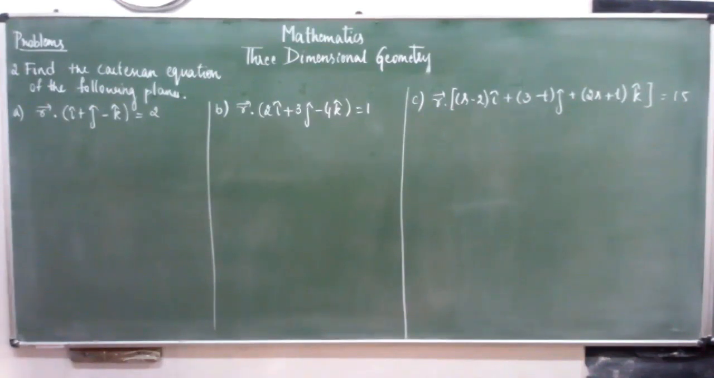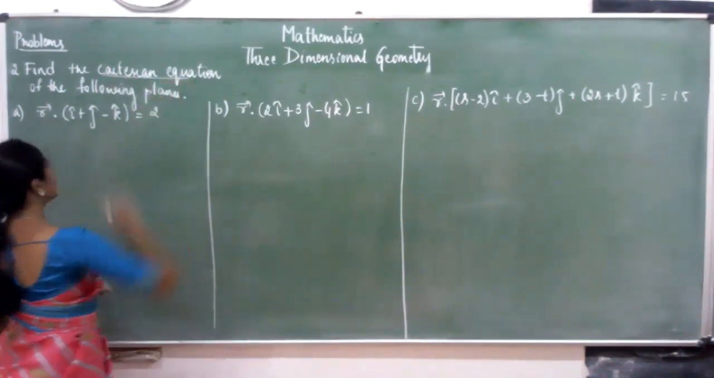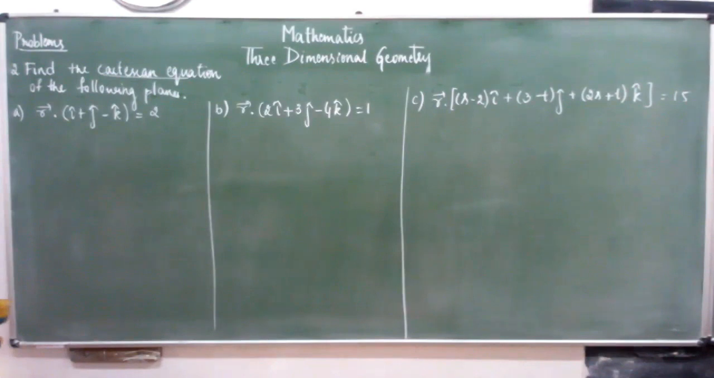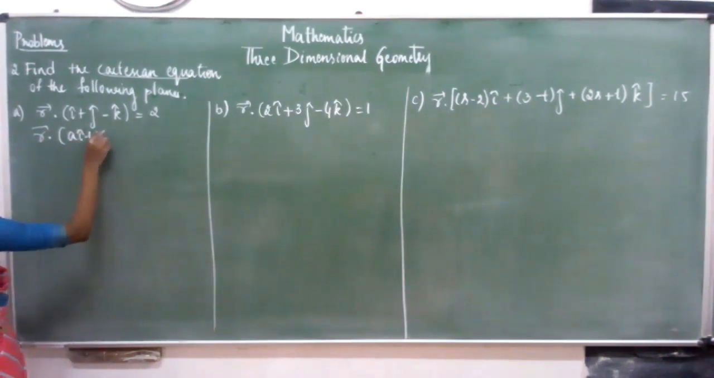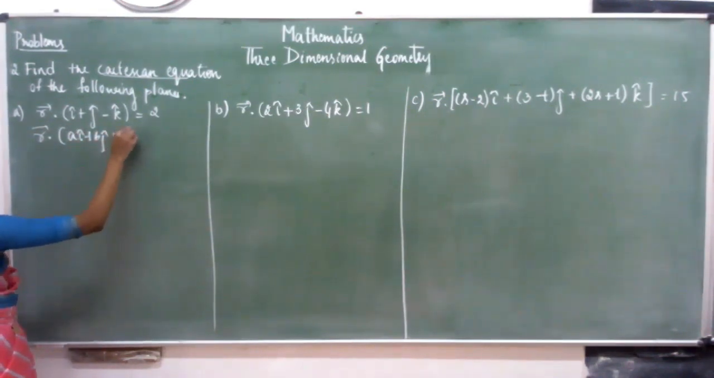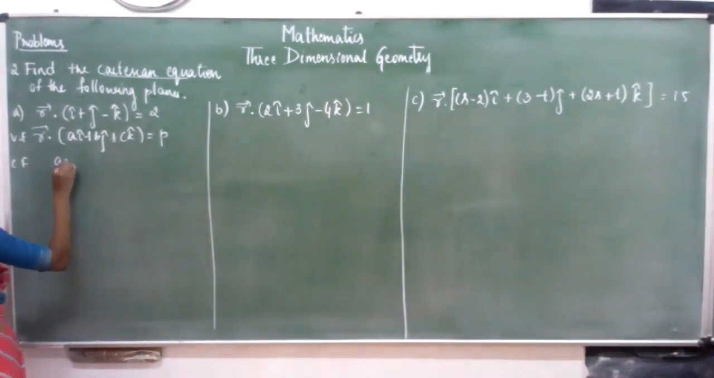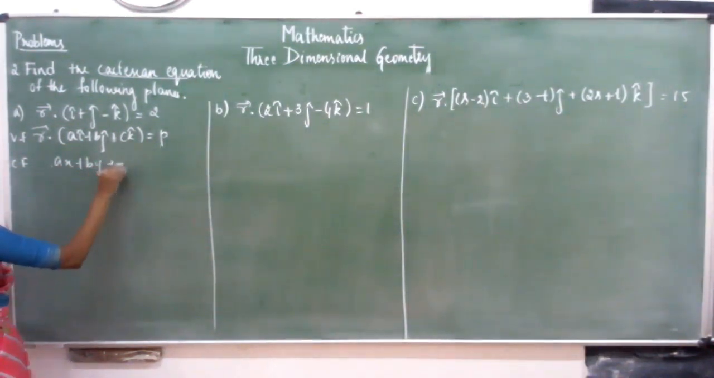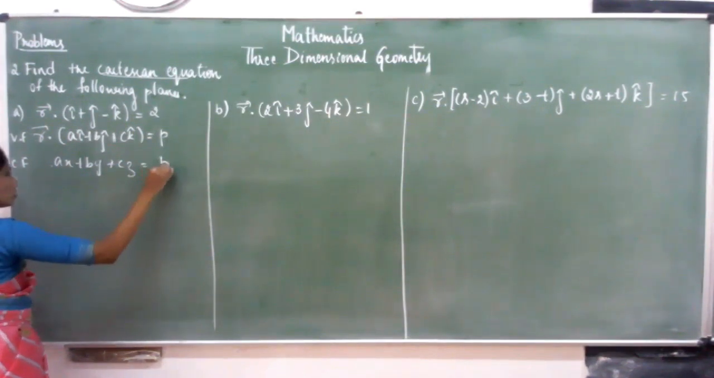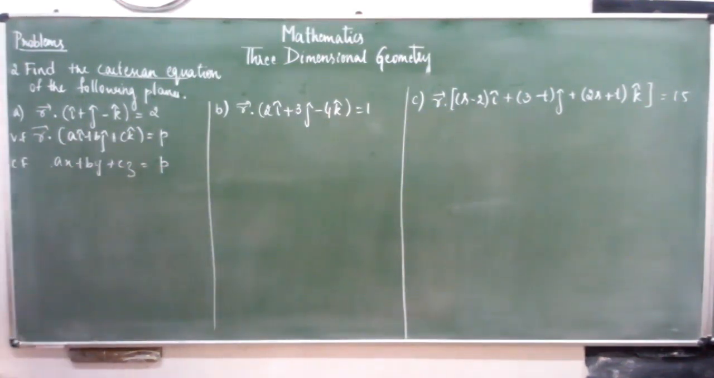Next problem, find the Cartesian equation of the following plane. So they are given in vector form. They are given in which form? Vector r dot (a i cap plus b j cap plus c k cap) is equal to p. This is vector form. The Cartesian form will be given as ax plus by plus cz is equal to p. You should reduce it to this form.